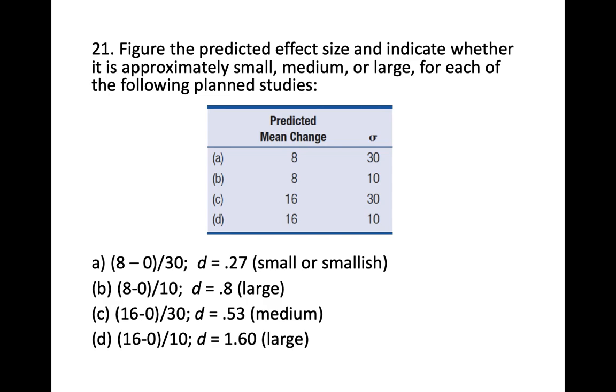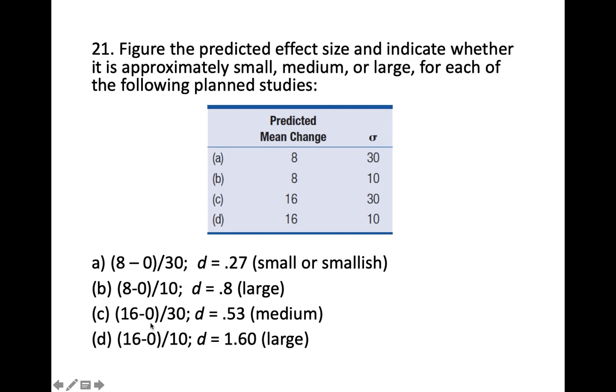Second one, we're going to take that same predicted mean change, and now we only have a standard deviation, which is 10. So you can see actually that same difference is a larger effect because we've got less variability. Okay, so that there's actually less overlap between those two population distributions because the standard deviation is less. So that yields a D, which is 0.8.